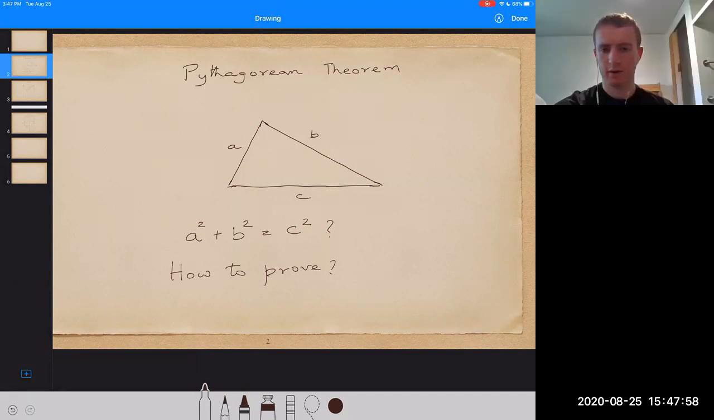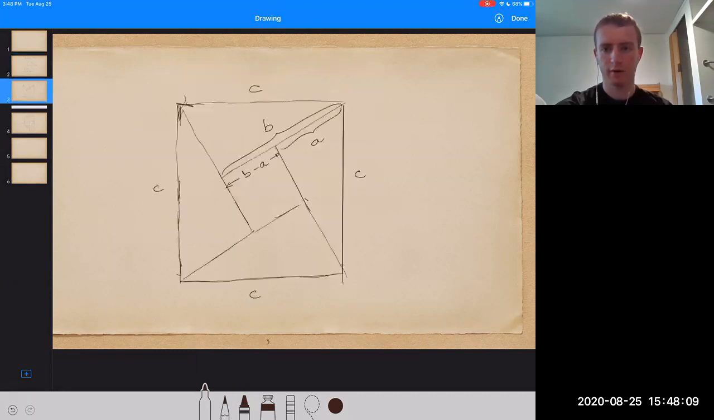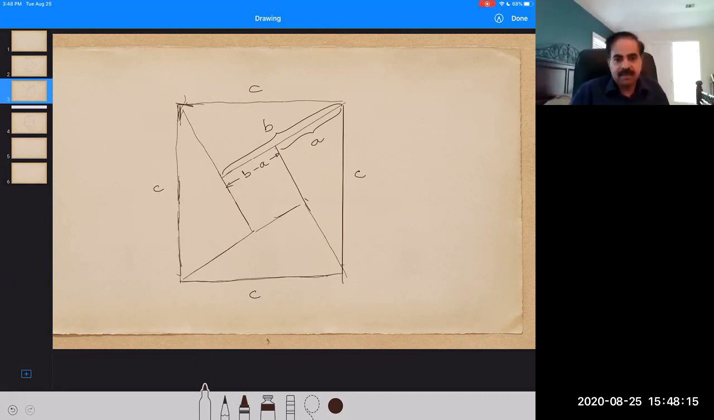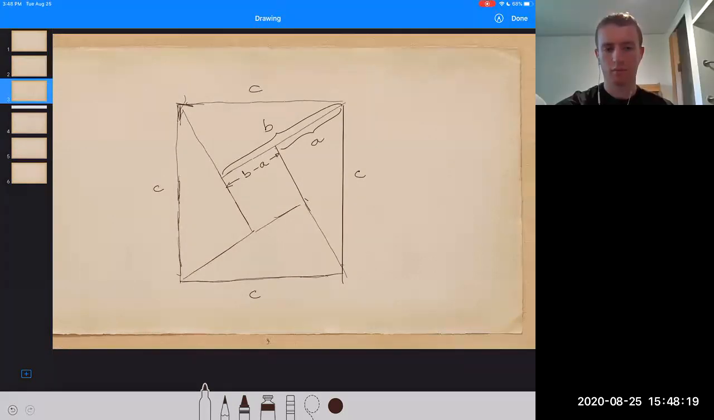I've seen a geometric way of proving it by having a square with another square inscribed within it, where the larger square has sides A plus B, and you find the area of the smaller one by subtracting the triangles from the bigger one. Right. So that is this picture, my attempt to draw that on a piece of paper.